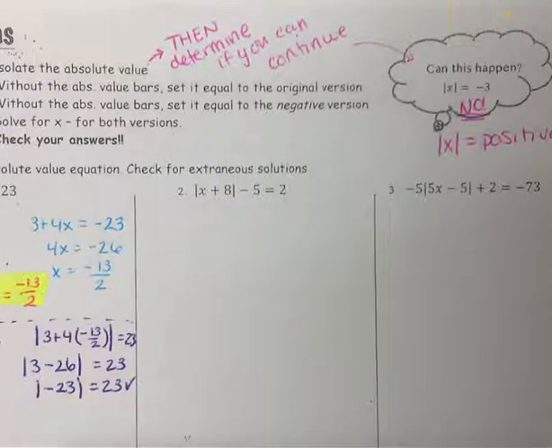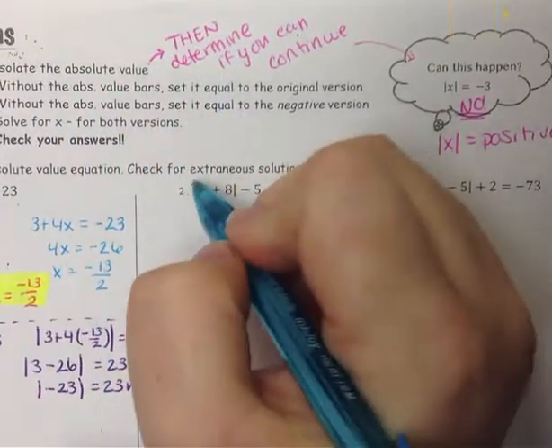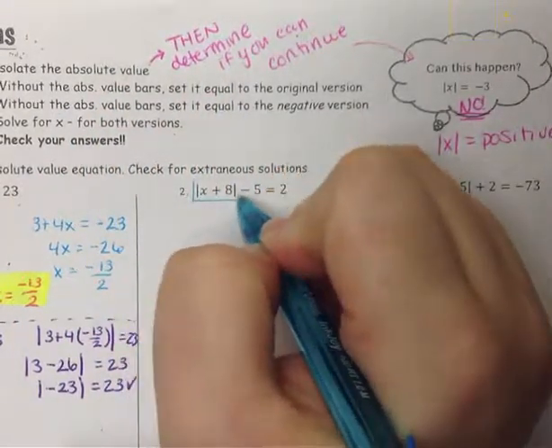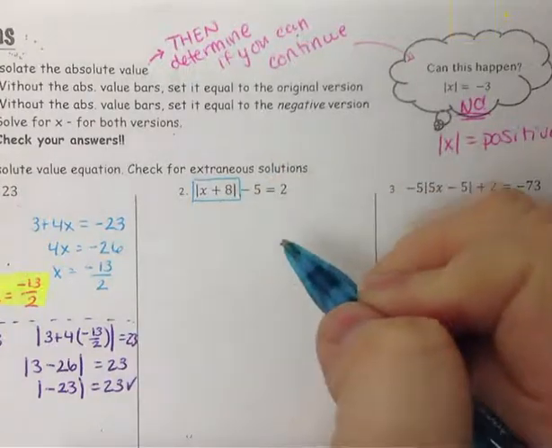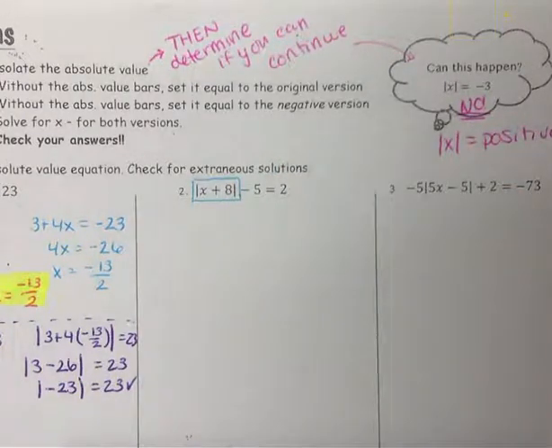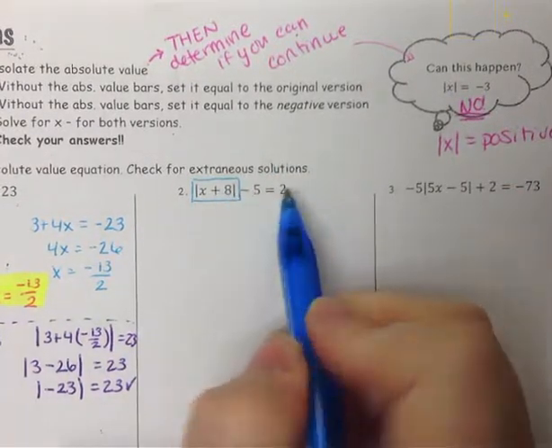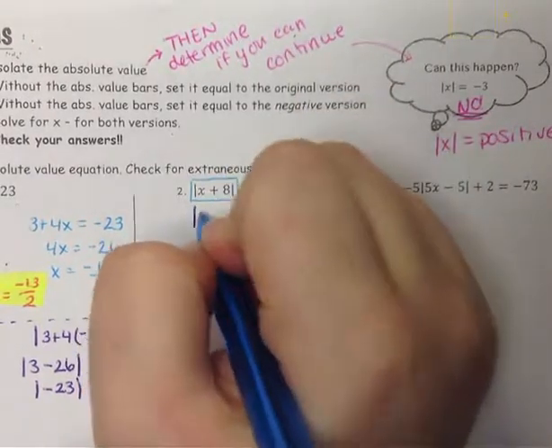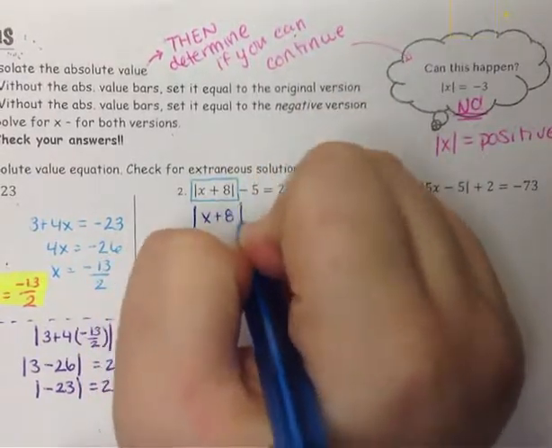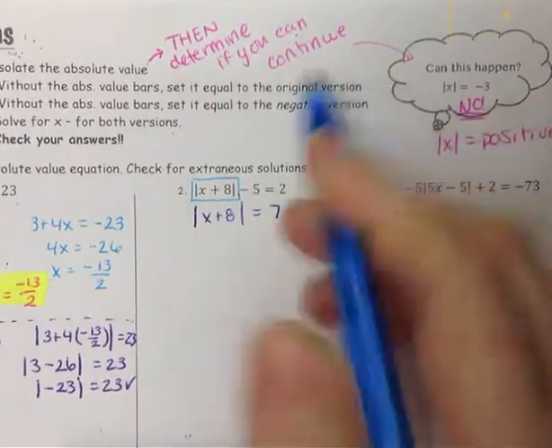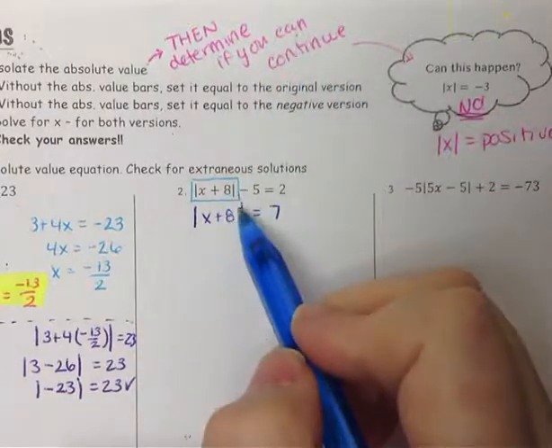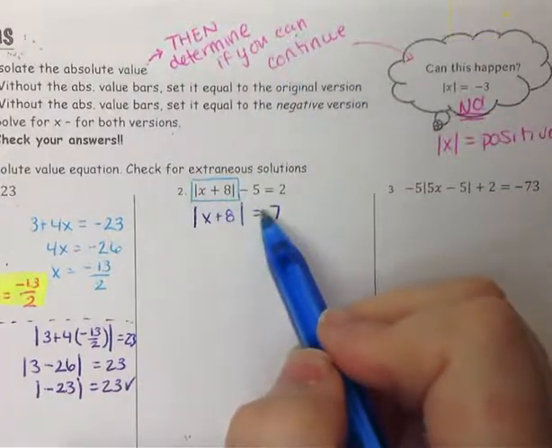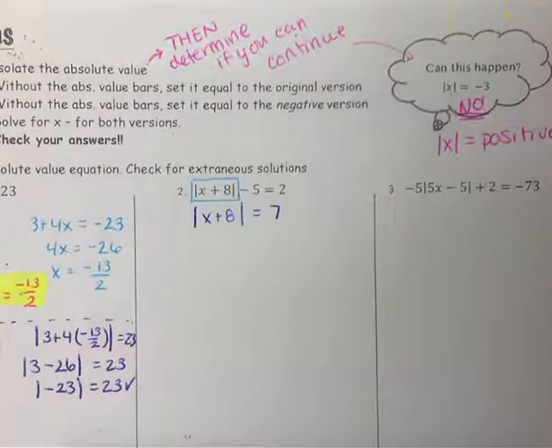On the next example, again, I'm going to isolate the absolute value. So I'm going to box up this in light blue so I can get everything away from it. To get everything away from it, I actually have to add that 5 to the other side. So I'll have the absolute value of x plus 8 is equal to a positive 7. Now I'm going to check if I can continue. The absolute value is equal to a positive, so I can keep going.